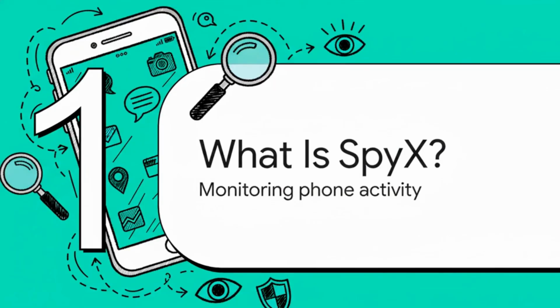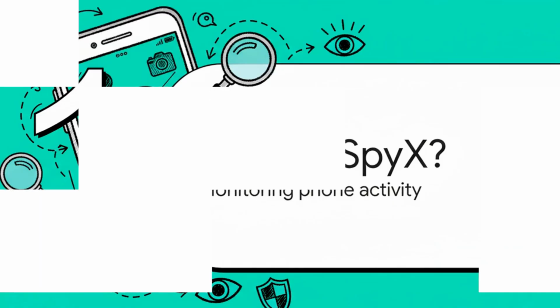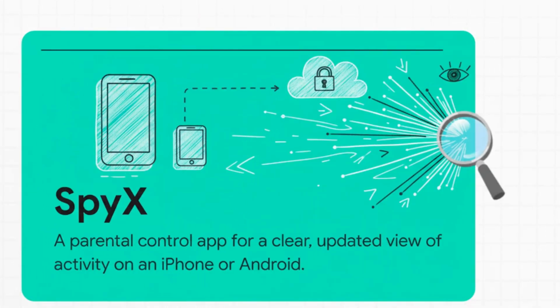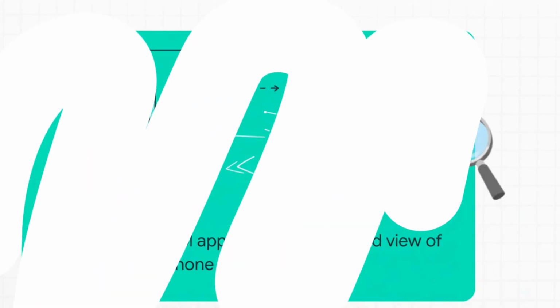What are we actually talking about when we say SpyX? Simply put, it's a tool built to give you a window into all the activity happening on a smartphone. According to its own guide, SpyX is a parental control application. Its whole purpose is to deliver a clear and, importantly, an updated view of what's going on, whether it's an iPhone or an Android device.